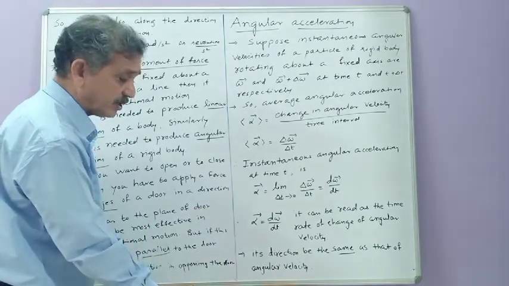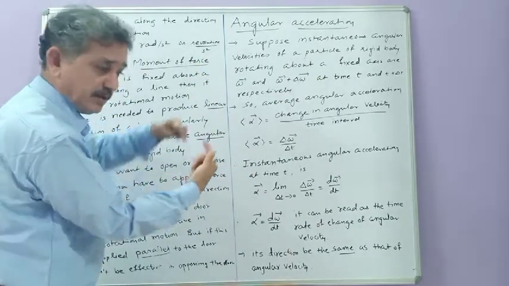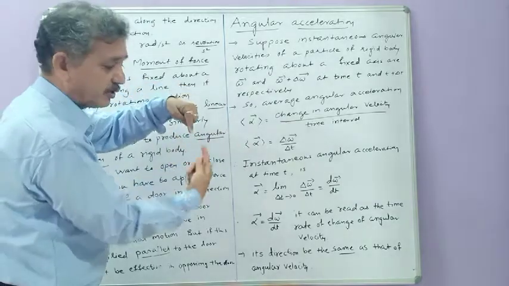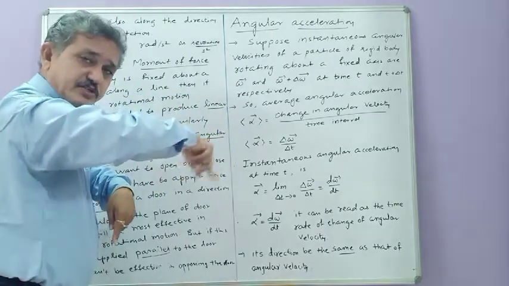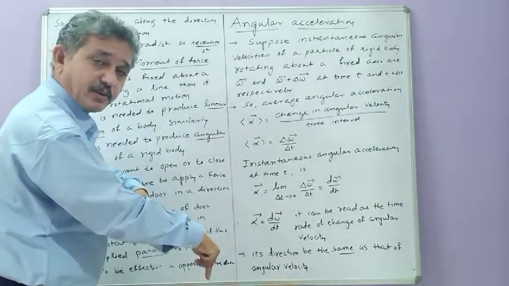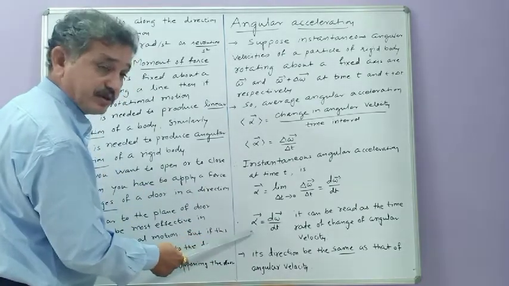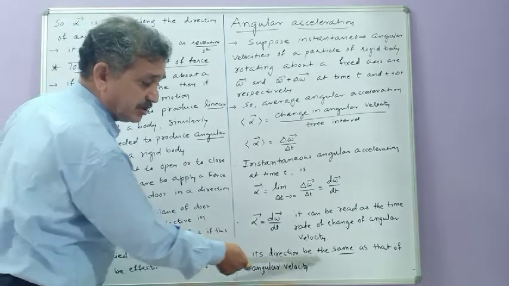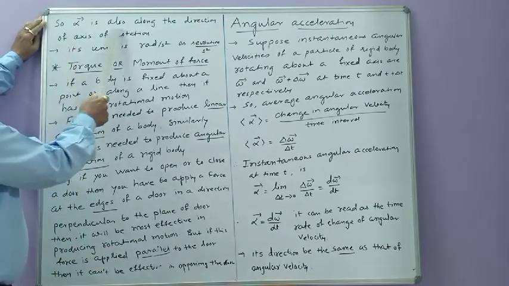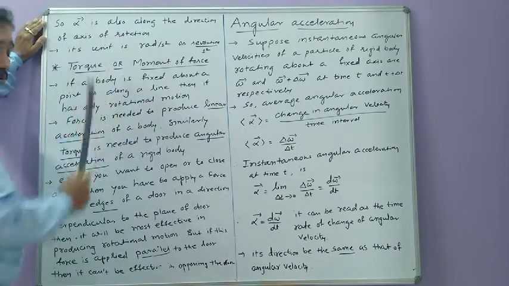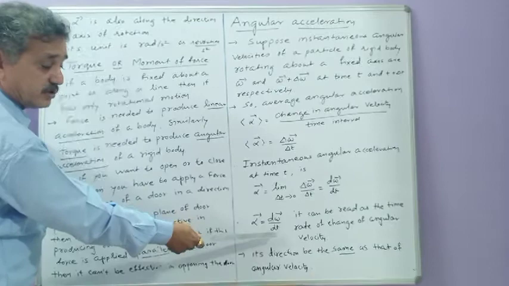But we have seen that vector omega is in which direction? It is always along the axis of rotation. If the body is rotating like this one, then vector omega is in the vertically upward direction. If the body is rotating like this one, that is in clockwise direction, then vector omega is going in the downward direction. So accordingly, whichever is the direction of omega, the direction of alpha is the same. So its direction is the same as that of angular velocity. Then vector alpha is also along the axis of rotation. What will be its unit? The unit of omega is radian per second, the unit of time is second.